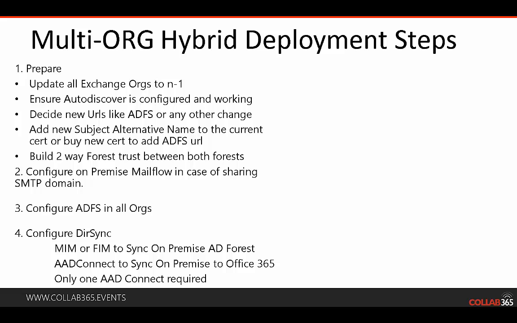Then next is configure on-premise mail flow in case of sharing SMTP domains. That's one of the most important things. But if you are not sharing an SMTP domain, the only reason why you would like to configure the on-premise mail flow is, if you have the forest trust, then there's a possibility that forest A will not send the emails to your external mail gateway.